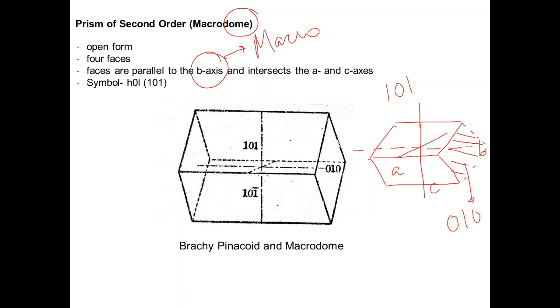So remember that the macrodome is an open form which is closed by a brachypinacoid. If you are getting confused, you can just see in this diagram that the macrodome is named so because it is running parallel to the macro axis, but since it is being closed by the pinacoid which is running parallel to the a axis, it becomes a brachypinacoid. So we have a combination form of brachypinacoid and macrodome.